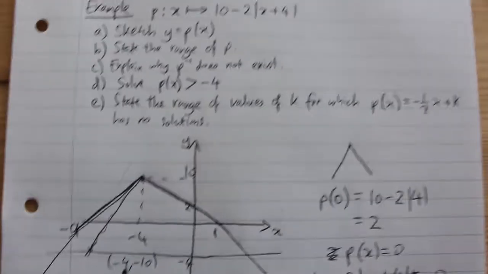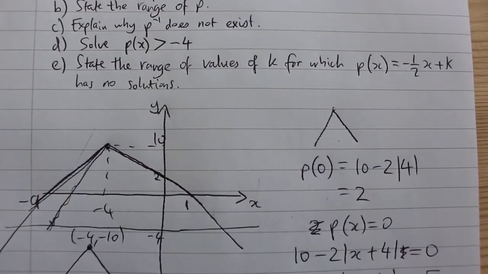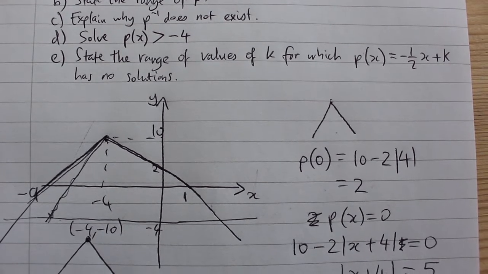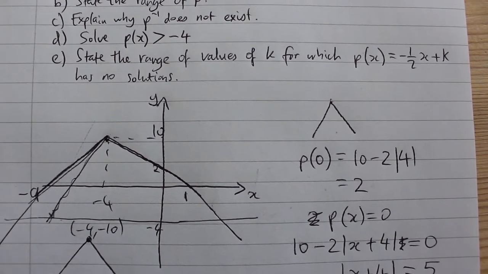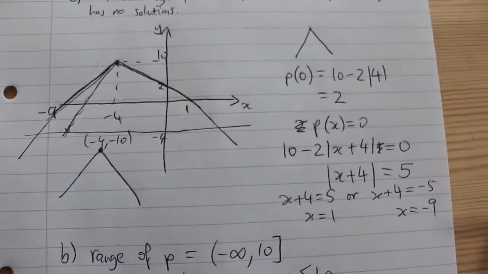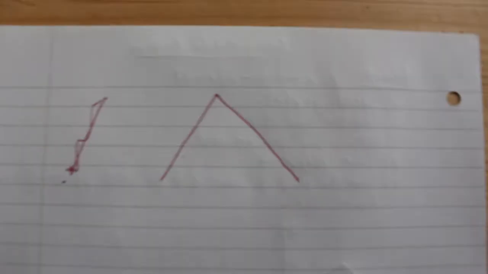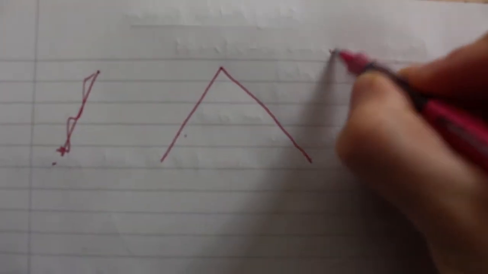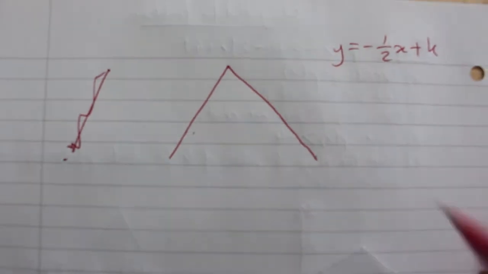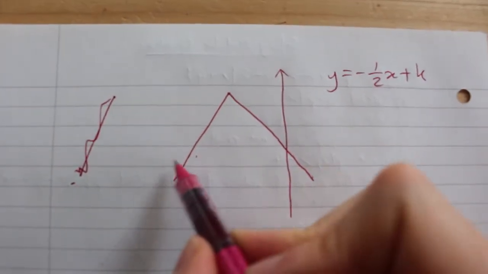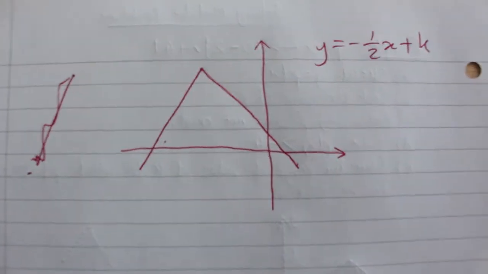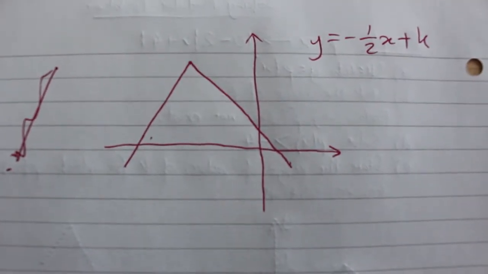Okay, and then on to part E. State the range of values of k for which p of x equals minus a half x plus k has no solutions. So I'll just again redraw the graph. So still not quite symmetric, but that will do. So something like this, and we had this line y equals minus a half x plus k. So I'll just draw the axes in here.